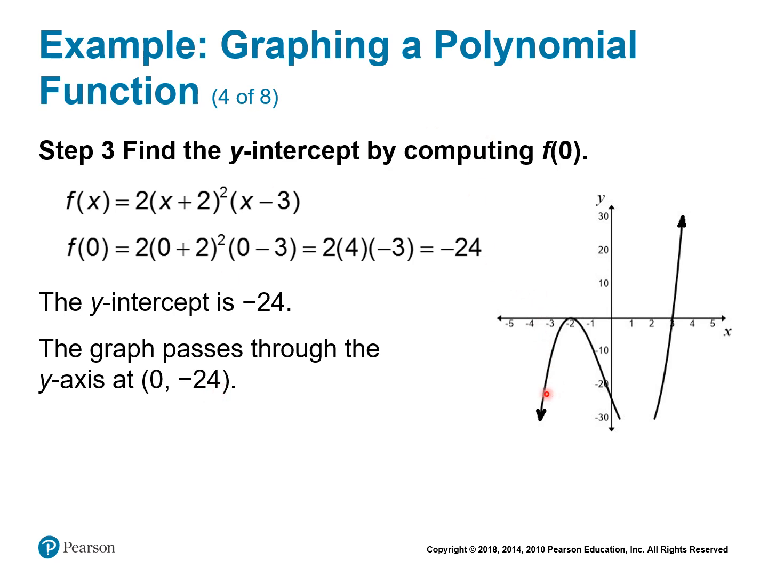So what they did was they took the graph that we had drawn so far, and now you see that after it changes direction, we have to adjust this section of the graph to cross the y-axis at -24.